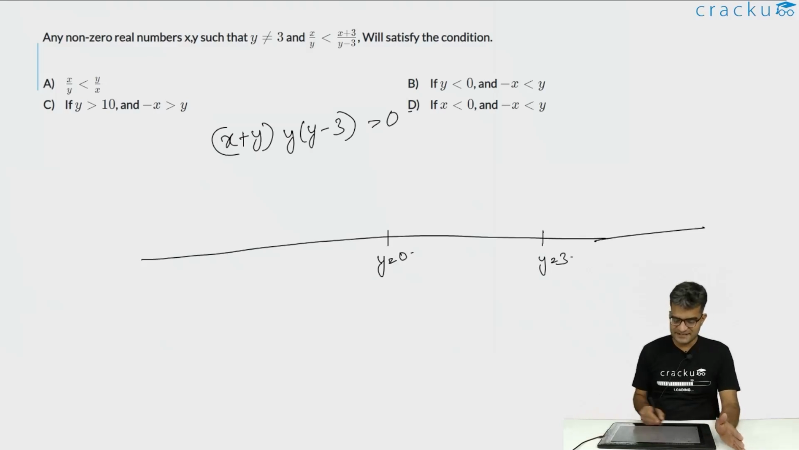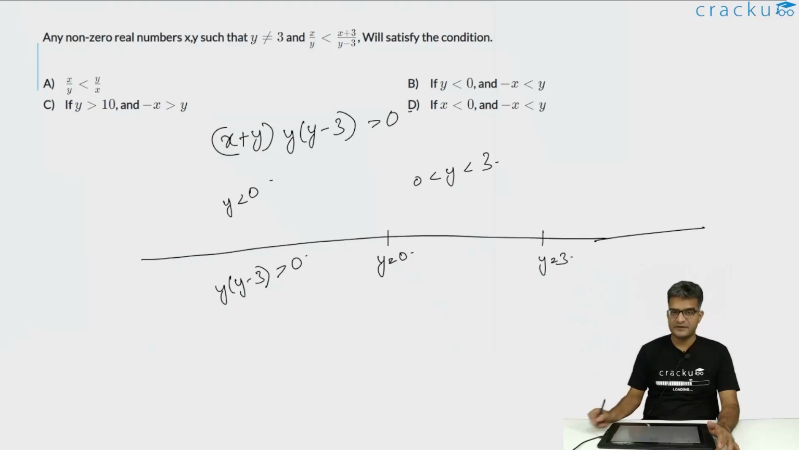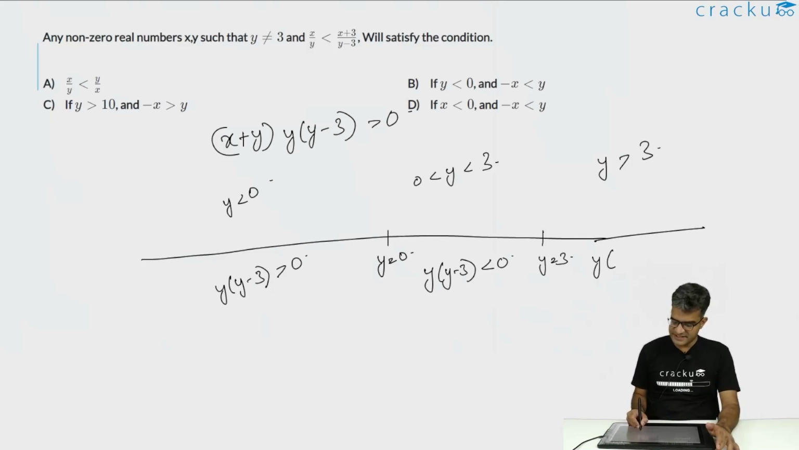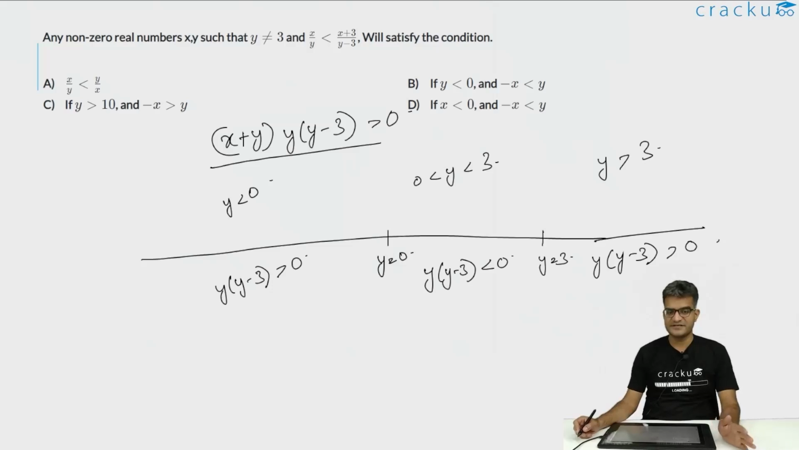When y is less than 0 over here, y into (y minus 3) will be positive. When y lies between 0 and 3, y into (y minus 3) is less than 0. When y is greater than 3, y into (y minus 3) is greater than 0. We want (x plus y) into (y minus 3) to be greater than 0. Over here, y into (y minus 3) is greater than 0.